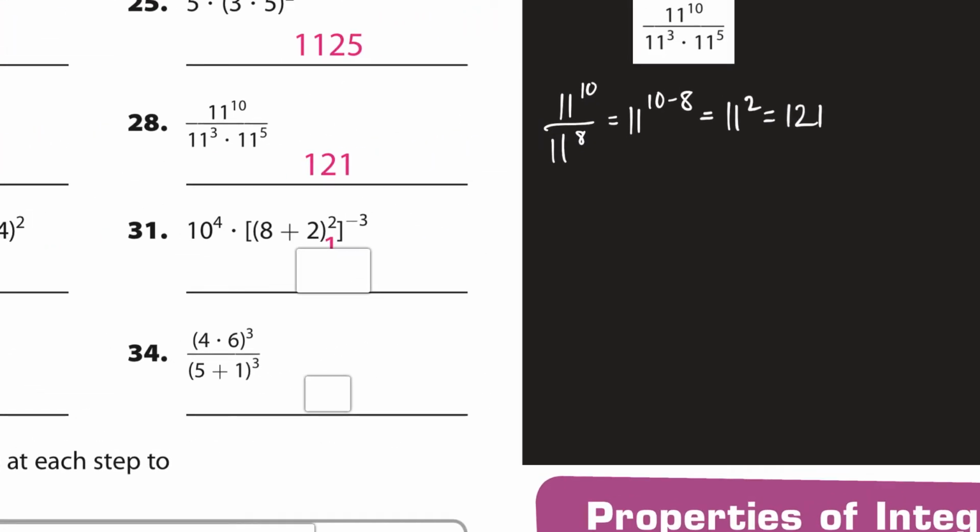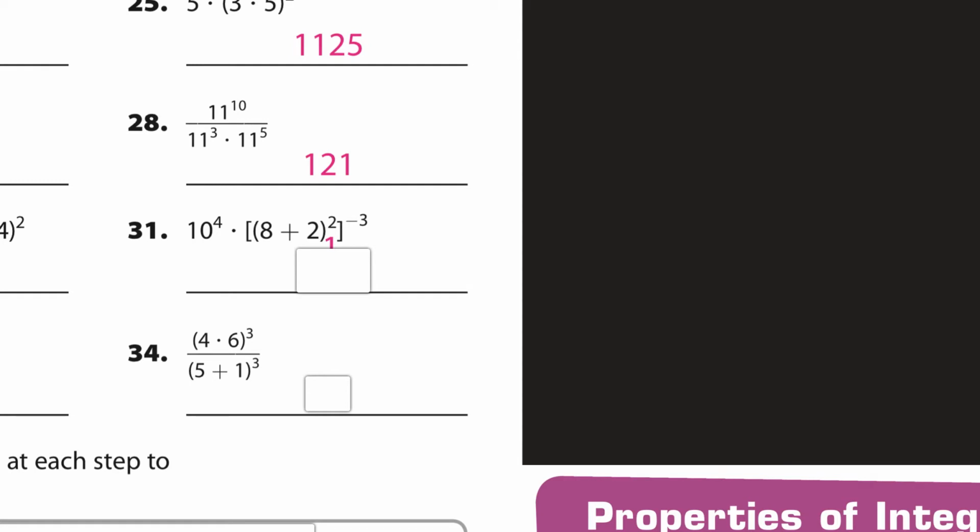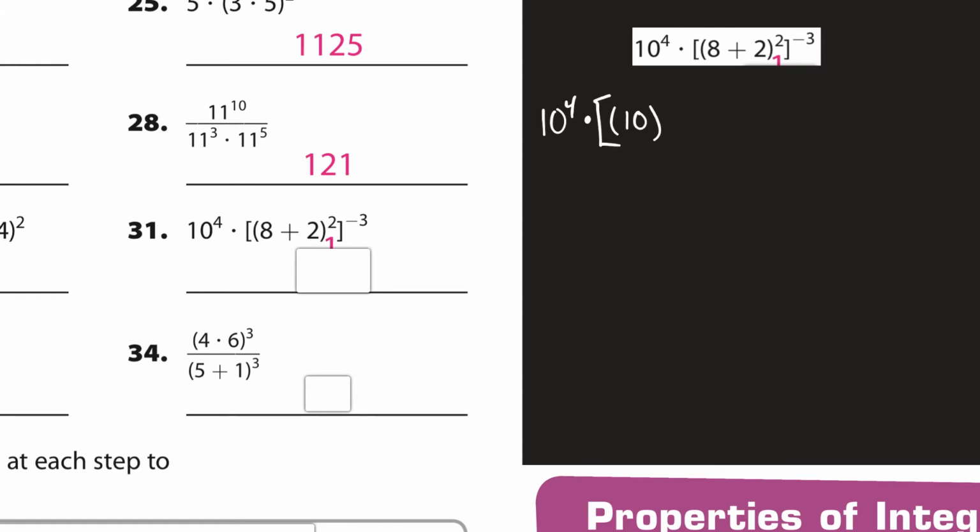Okay. We have this one here, number 31. Let me erase this and this, and I'll grab number 31. We can see part of the answer is a 1 on top, but let's see here. I would take 10 to the 4th. Okay, so I'll just express 10 to the 4th here times. What I can do is I'll leave the brackets, and 8 plus 2 is 10. I'll put that in parentheses. To the second, taken to the negative third power.